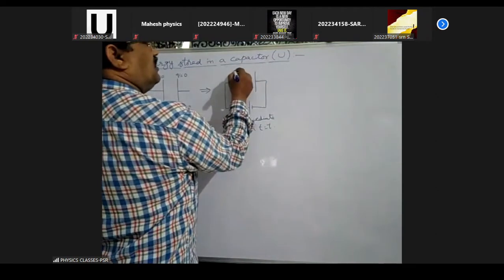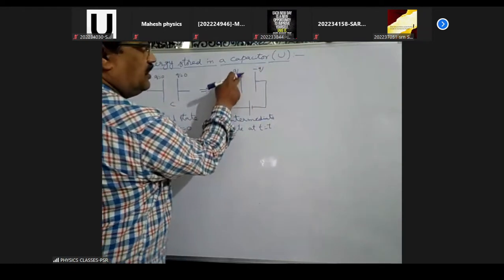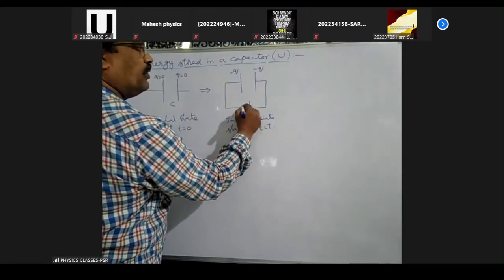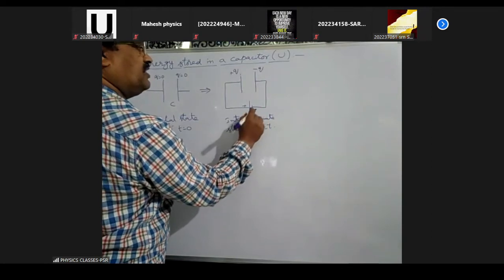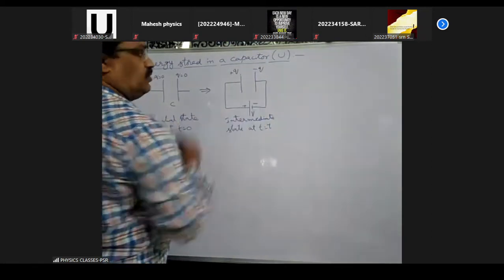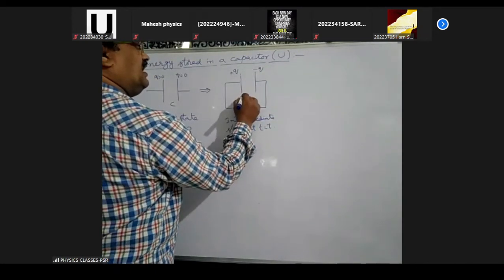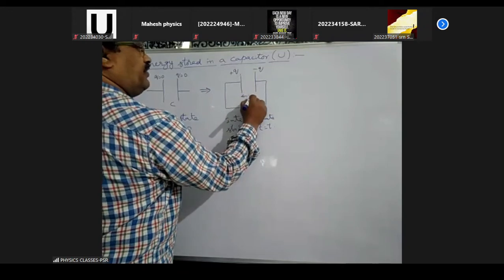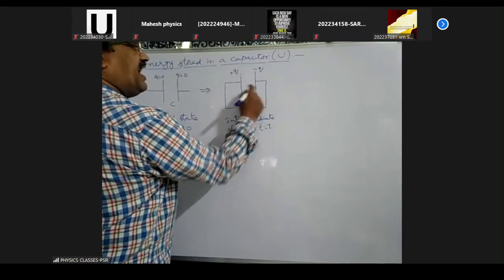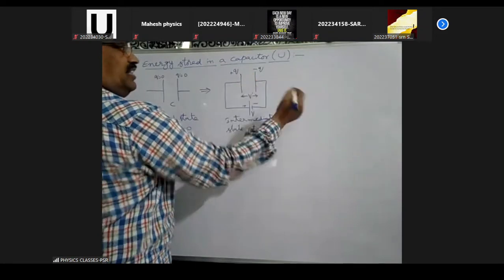Now the charge on this plate is, let us say, plus q, and on this plate minus q. Why? Because this plate is connected to the positive terminal of a battery of potential V, and this is negative. Now at this intermediate state, let us say the potential difference between the plates is V dash, and the capacity is equal to C.